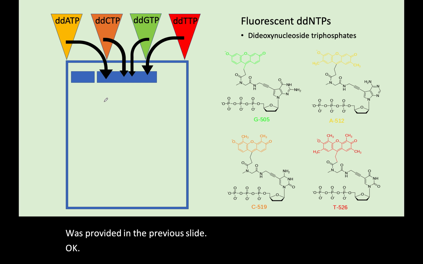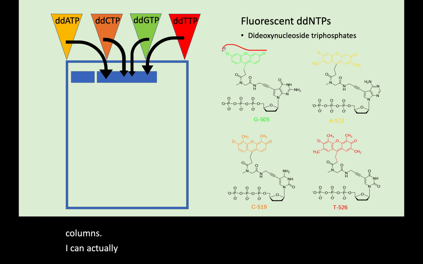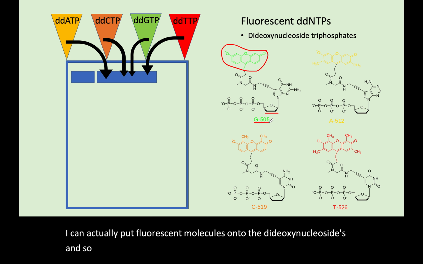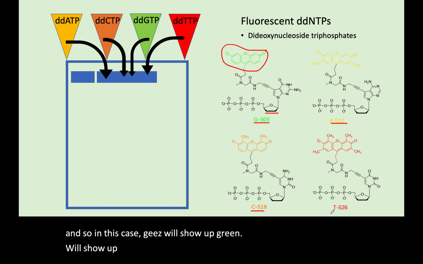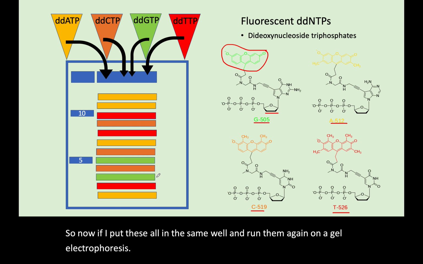So here is a second method that is used in Sanger sequencing. Rather than keeping the columns separate, the A's, C's, T's, and G's in different columns, I can actually put fluorescent molecules onto the dideoxynucleotides. In this case, G's will show up green, A's will show up yellow, C's will show up orange, and T's will show up red. So now if I put these all in the same well and run them on a gel electrophoresis, this is what it will look like.